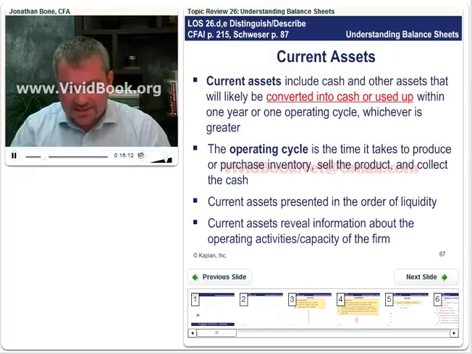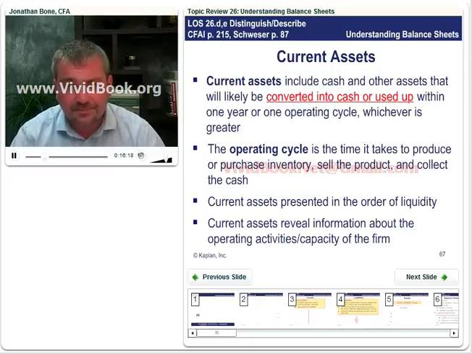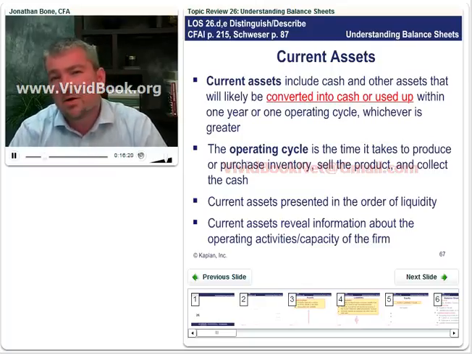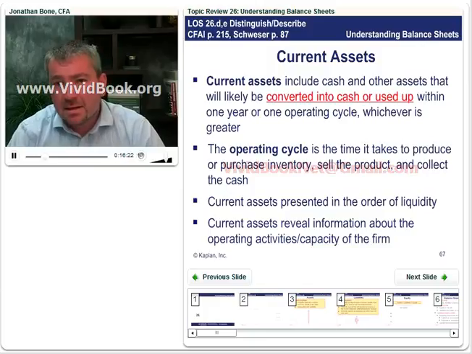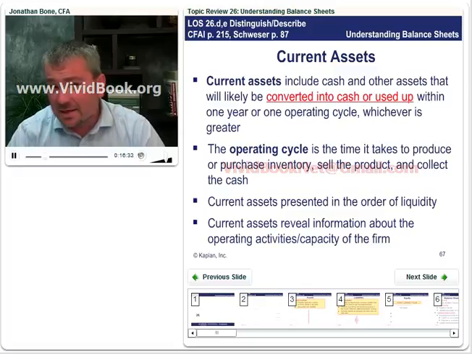Right, we're asked to distinguish now between current assets, long-lived assets, current liabilities, and long-term liabilities. So let's start off with our definition of a current asset. So a current asset includes cash and other assets that will be converted into cash or used up within 1 year or one operating cycle, whichever is greater. Now, typically, 1 year is going to be greater than one operating cycle.